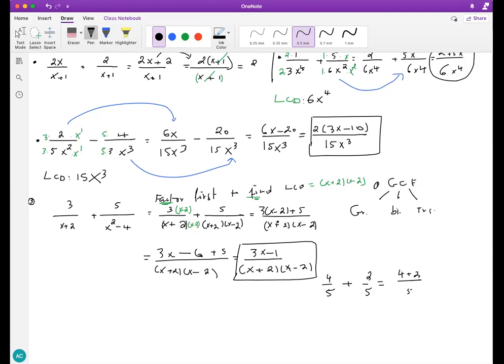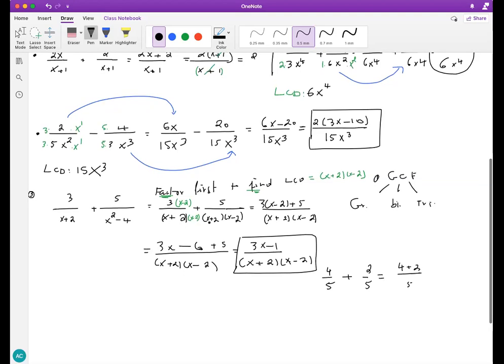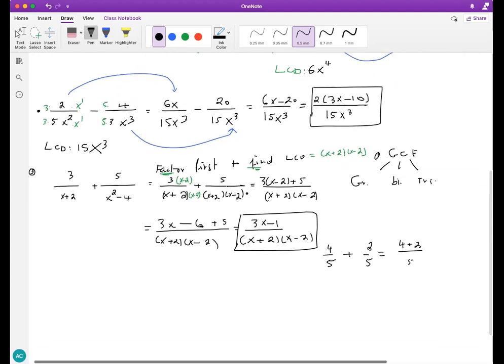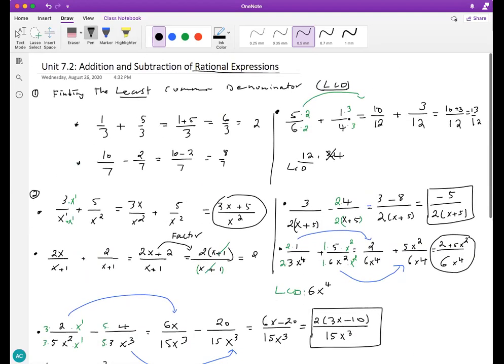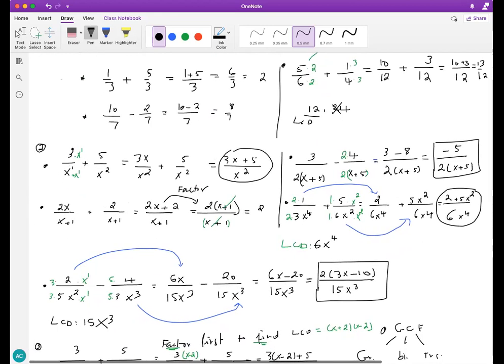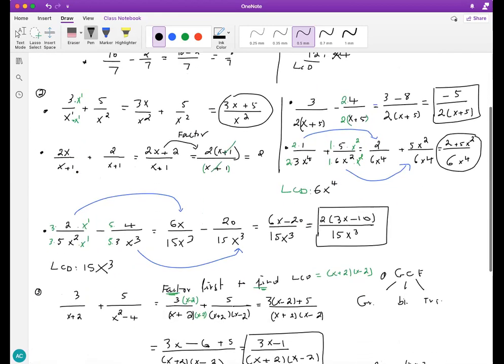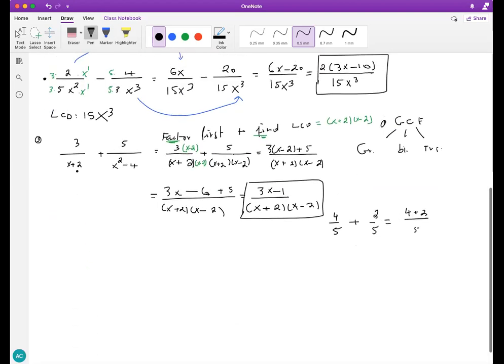So once you factor, you can easily see how to complete both denominators until they both look exactly the same. You may have to multiply both fractions. Sometimes you just multiply one. Okay, for example, here we have to multiply both fractions. Other times you just need to multiply one fraction. So it depends on the denominators.